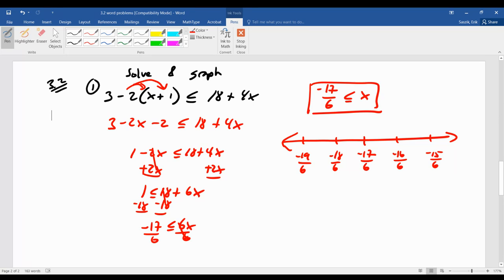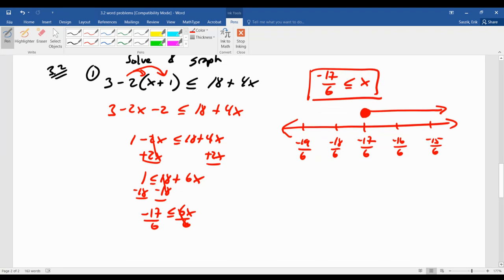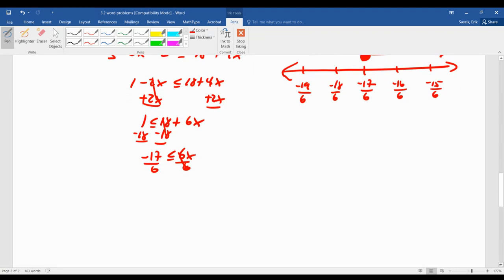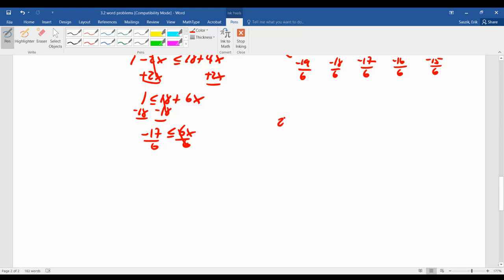Remember, this says x is greater than or equal to. Or equal to means we color it in because that number is included. Greater than means we shade to the right. So we're all set. But the main thing I wanted to emphasize was the whole solving procedure does not change. Okay, it does not change. We're still using the same techniques that we've done before.